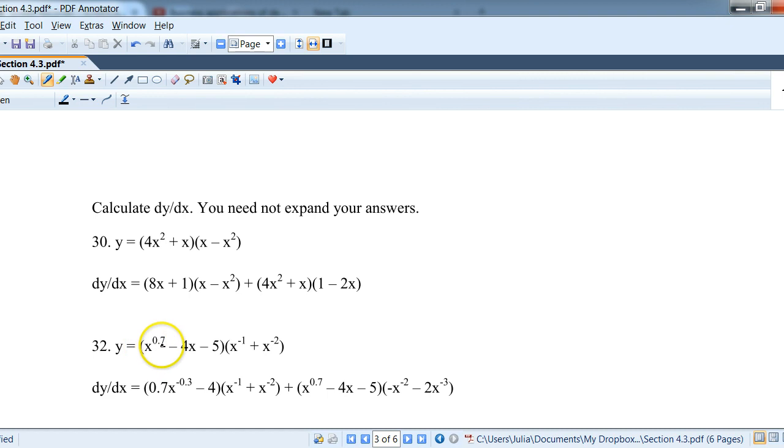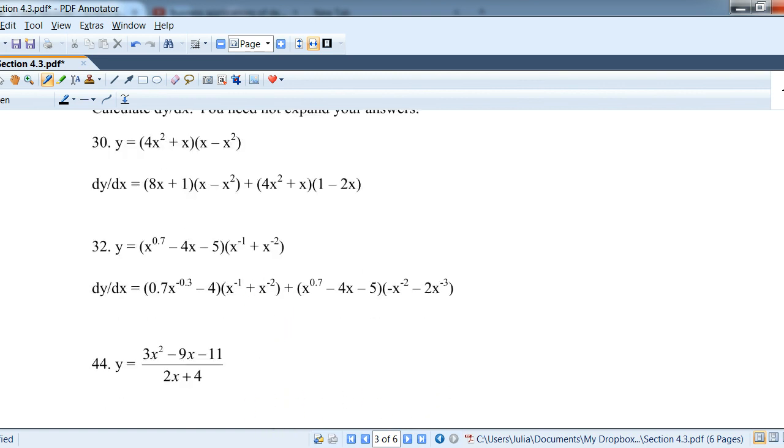Similarly, here's one with a decimal, which we can take the derivative exact same way. 0.7 comes down. 0.7 minus 1 will give us negative 0.3 in the answer. And it works the same way. You could do it with negative exponents. Again, we set it up as the product. So let's take a look at it.